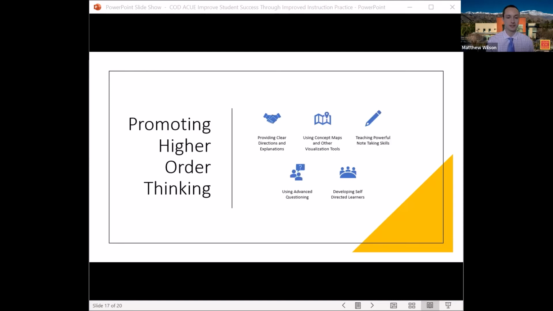Let's see here, the next one. Providing clear direction and explanations. Make sure your students fully understand what is expected of them. Using concept maps and other visualization tools. How can you help students create these different tools for themselves to help study for tests, connect information from one section of the class to another section, potentially a different class in general, or even a profession?